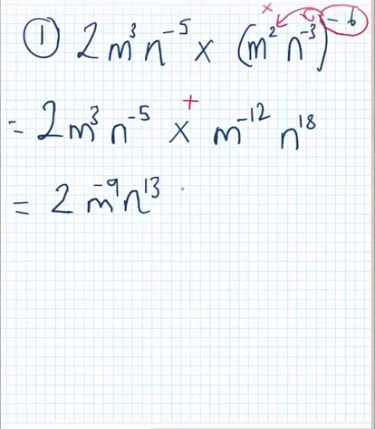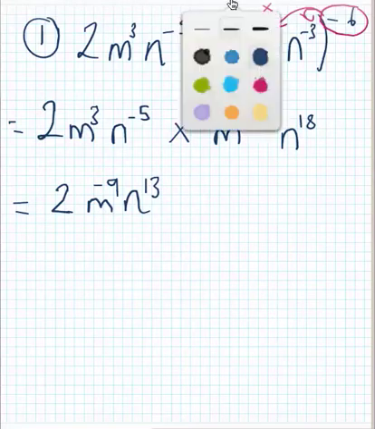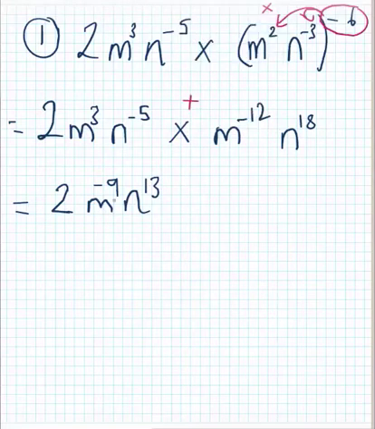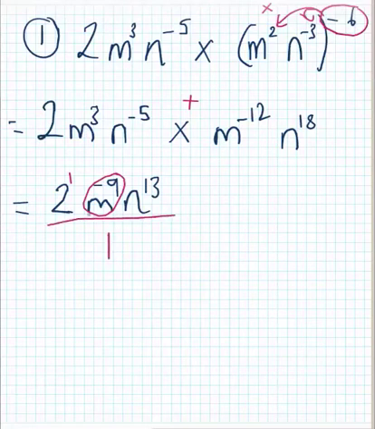Okay, and now we know that we don't stop here. We're almost there, but we can never leave our answers with a negative power. That 2's got a power 1 that's positive. That n's got a power that's 13, that's positive. But this m here has a negative power. So we know that trick to make it a positive power, it simply goes on the bottom. And we know that this is sitting on an invisible 1. So that m to the power of negative 9 will go on the bottom, and it will become positive.